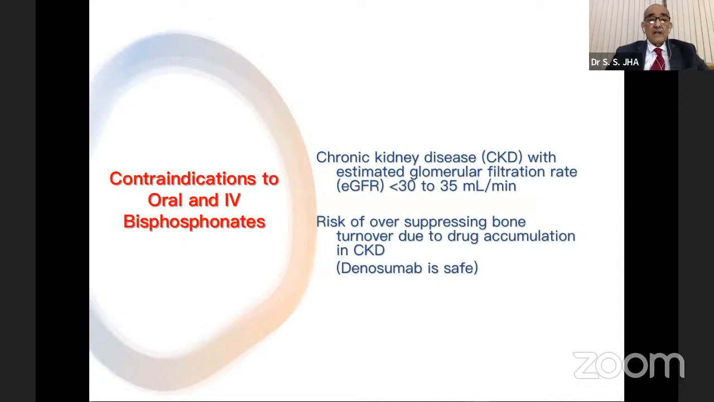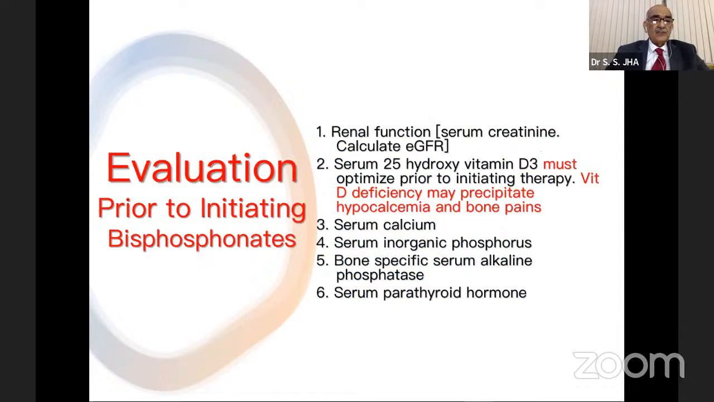Now, what are the other absolute contraindications? Number one, Dr. Tiwari is here, who will be talking about it. So, eGFR less than 30 or 35, please do not use it. And there is risk of over-suppressing the bone turnover due to drug accumulation in CKD. And before Dr. Marwah, I must say denosumab is here, very safe.